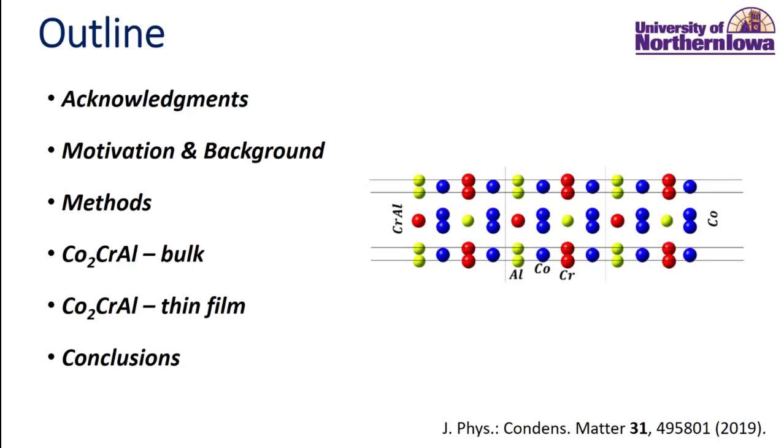So I will start with a brief outline of my talk, and I will start with acknowledgements. Then I will spend a minute or two talking about the motivation behind this work and background. Then a minute or two on the methods. This is a computational work, so I will talk about the codes that we use to do these calculations, and I will talk then about this material, cobalt two chromium aluminum, in two geometries. So I will discuss bulk properties of this material and thin film properties. And then I will finish with brief conclusions.